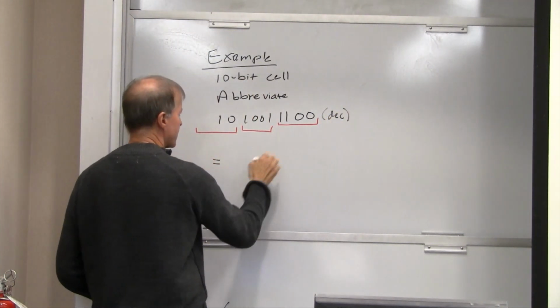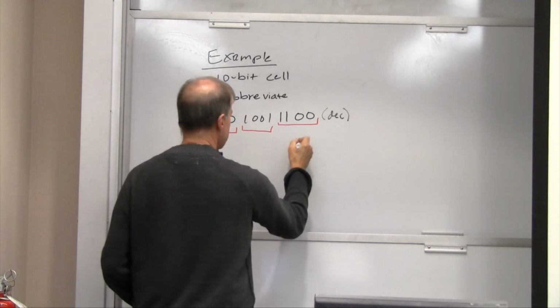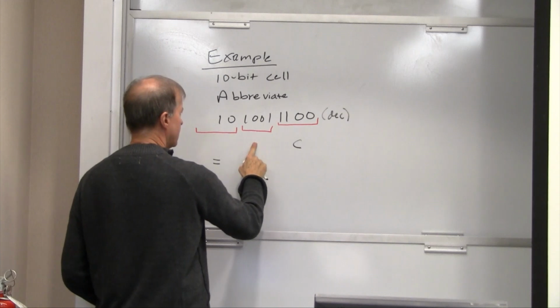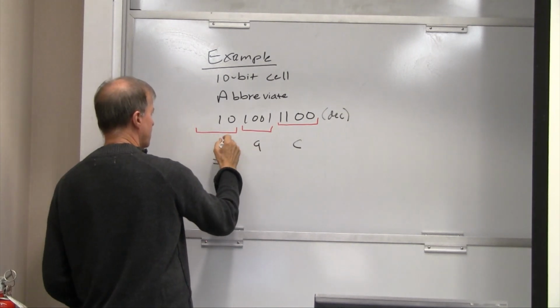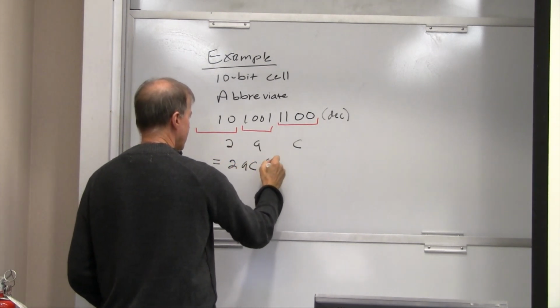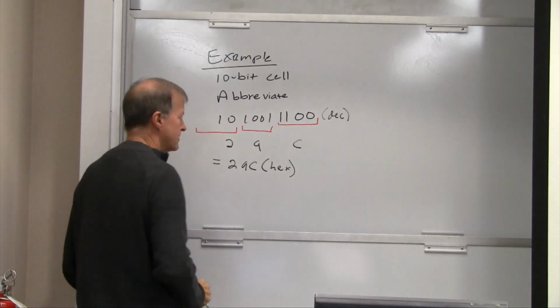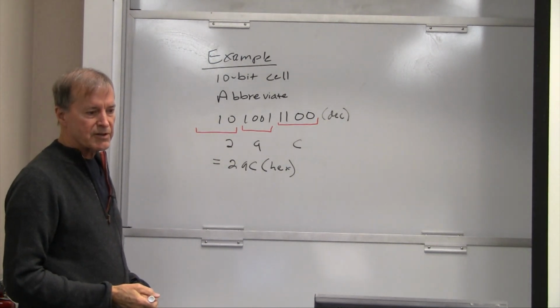So what letter is this? What is 1100? So this is C, and what's this one? 9, and what's this one? 2. So this equals 29C hex. Does everybody see how that works? That's all it is, it's just an abbreviation.